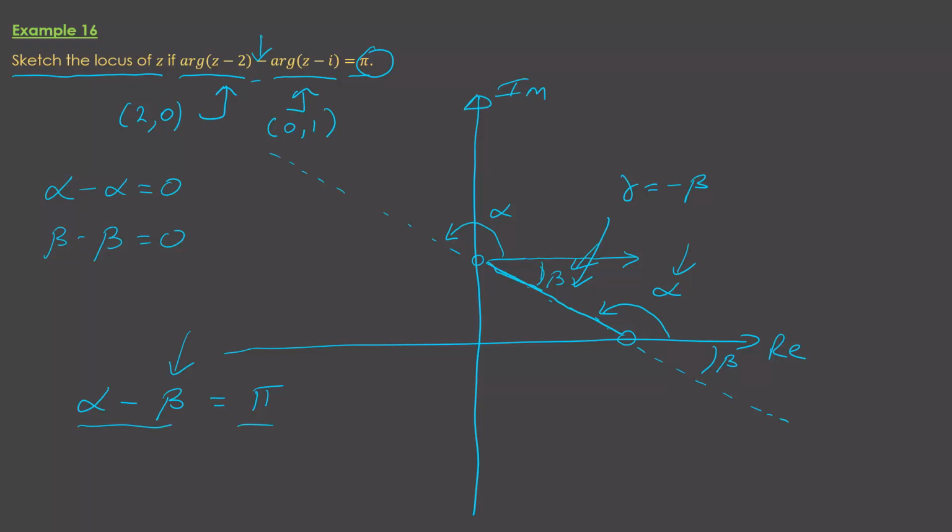So the portion we want is this portion in between the two points. And we should, and I did this right at the start this time, note that the points themselves are not included in the locus because it's pointless to talk about the angle of a point from itself.